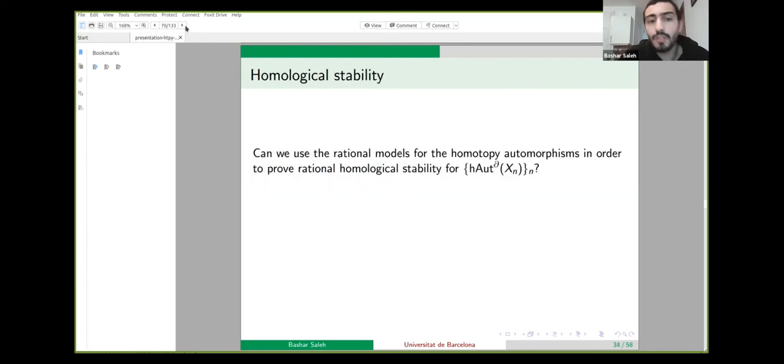And then the question is, can we use the rational models for the homotopy automorphisms in order to prove rational homological stability for this family of monoids? Actually, they are group-like, so we could just view them as groups and think about it as rational group homology.